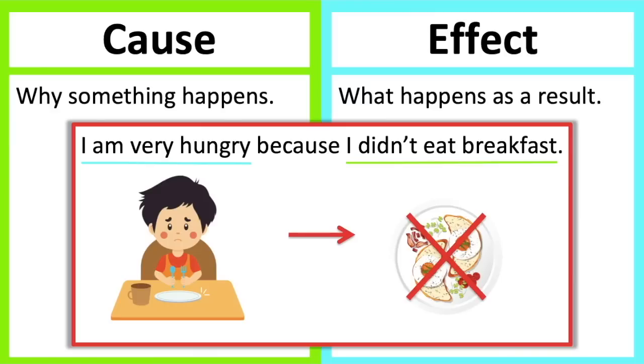An easy way to remember the difference is to ask, why did this happen, or what caused this to happen? The answer to this question will give you the cause. Then you can ask, what was the result of the cause? The answer to this question will give you the effect.